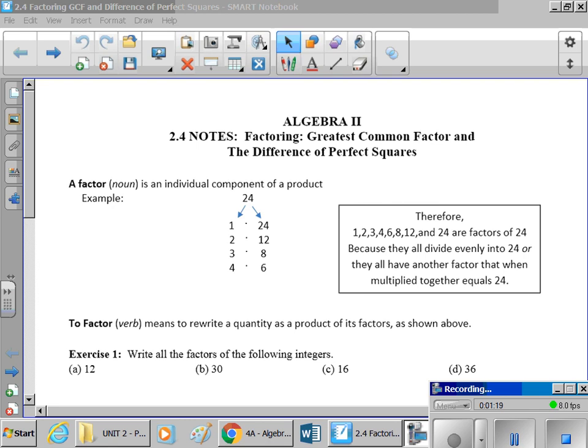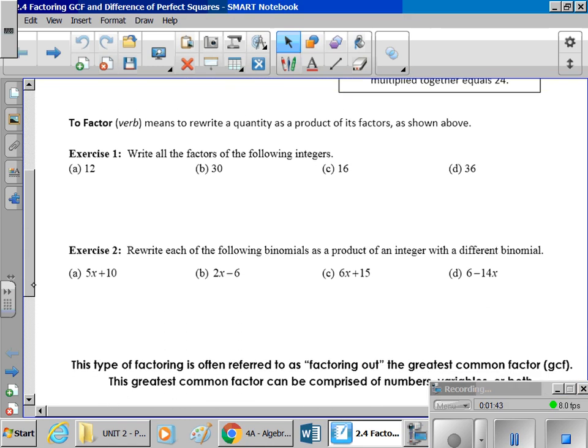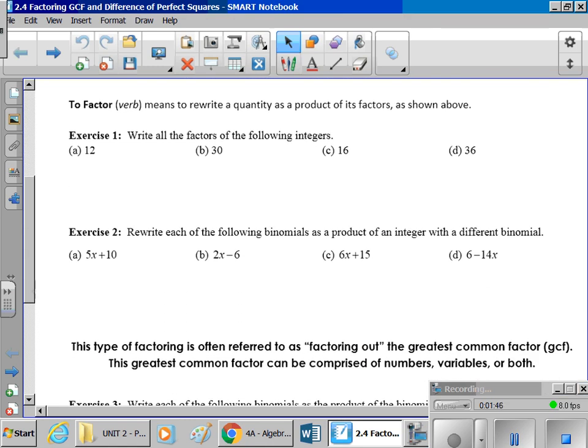1, 2, well, 1 is trivial, right? 2, 3, 4, 6, 8, 12, and 24 are factors of 24 because they all divide evenly into 24, or they all have another factor that when multiplied together equals 24. So understanding what the word factor means is really important before we start to factor. All right, so this is what we're going to do now, we're going to actually use the verb form of this. So to factor means to rewrite a quantity as a product of its factors as shown above.